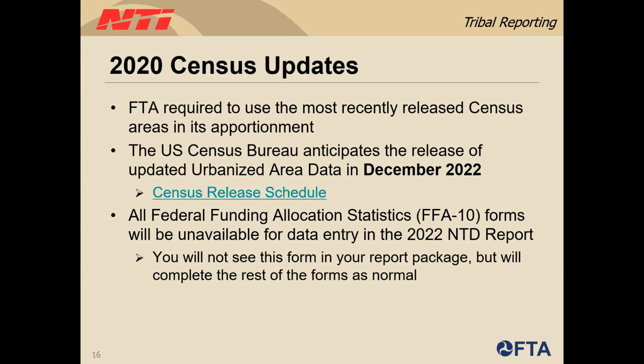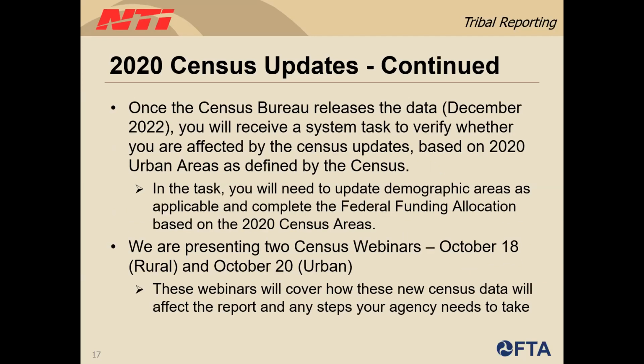So until this data is released, however, all FFA 10 forms, which we'll be going over later with Courtney, will be unavailable. You're going to continue to report the data in the other forms as usual. You just won't have access to that FFA 10, which we'll go over later again. All right, so once that data is released, FTA plans to release a task that asks your agency to see if you are affected by any changes. In the task, you're going to update the demographic information as applicable based on the new data. More training on this will be provided later this fall, as noted here in October. Probably going to be more applicable to the urban one because of that FFA 10, but we'll make sure to have something very targeted.